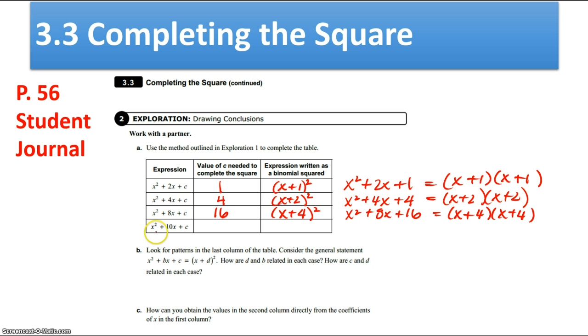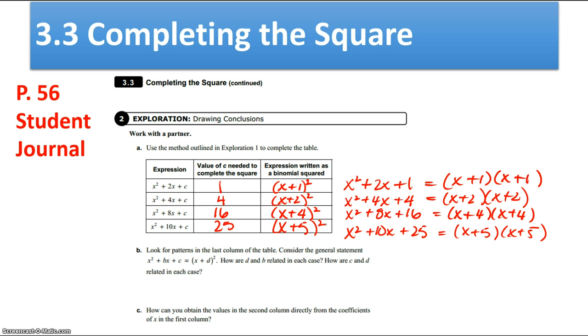And let's do one more. x squared plus 10x plus c. What does c need to be? And hopefully you're figuring out by now that c would need to be 25. That would give me x plus 5 times x plus 5, which gives me x plus 5 quantity squared.